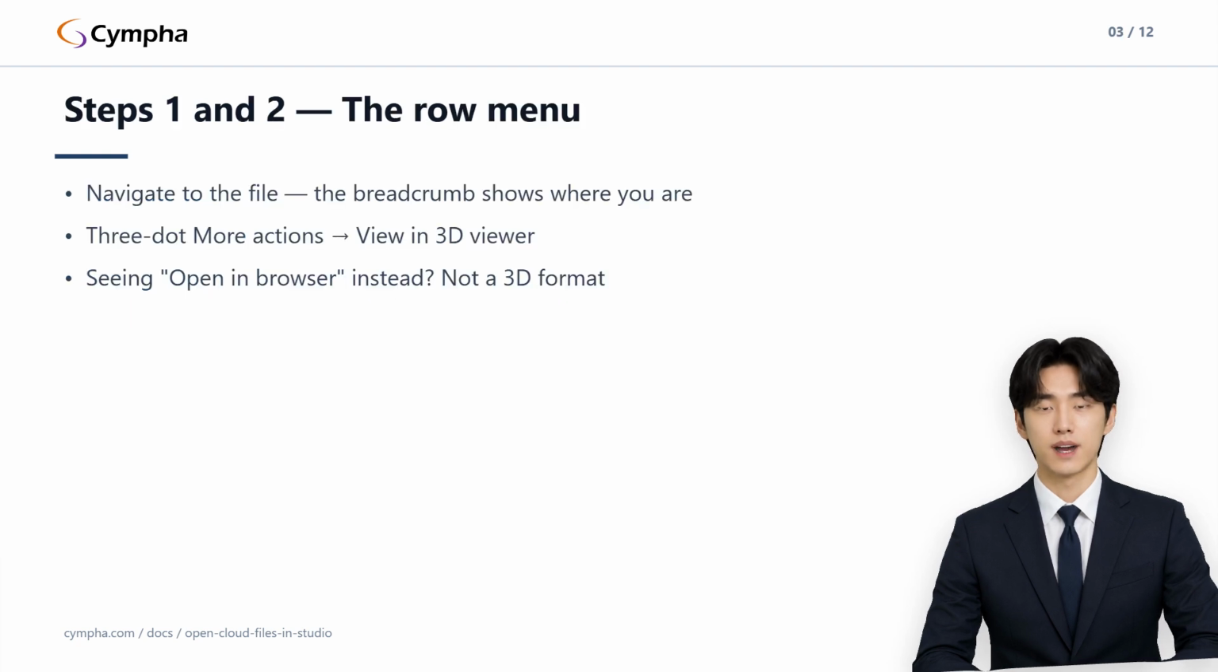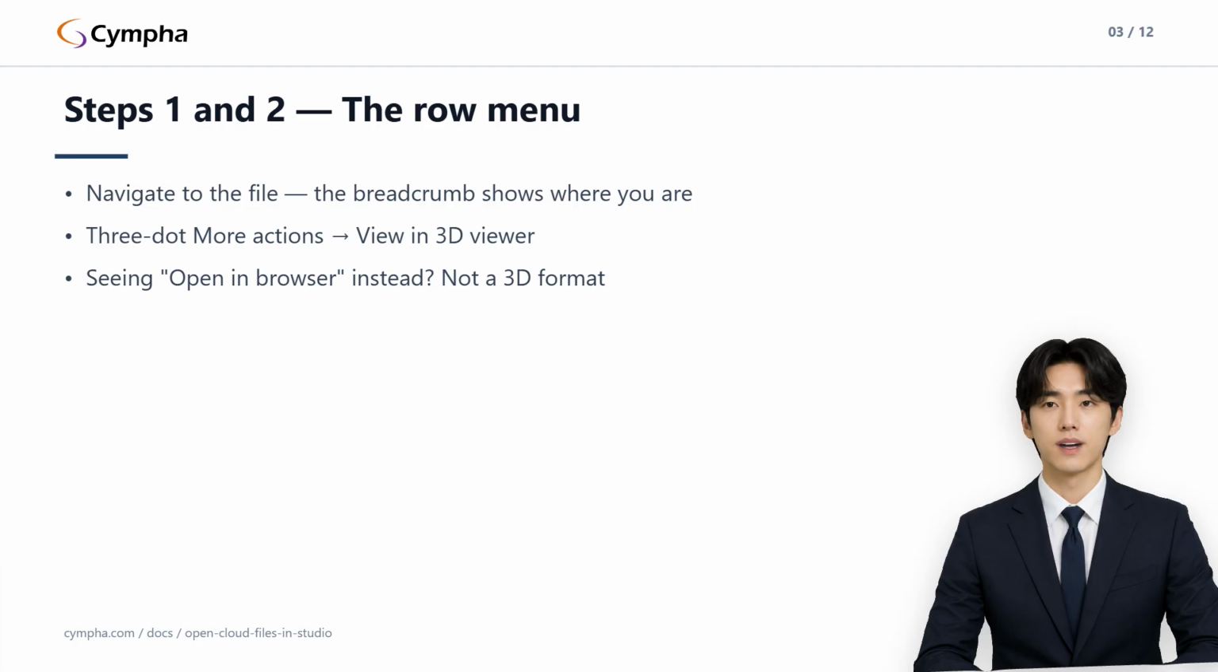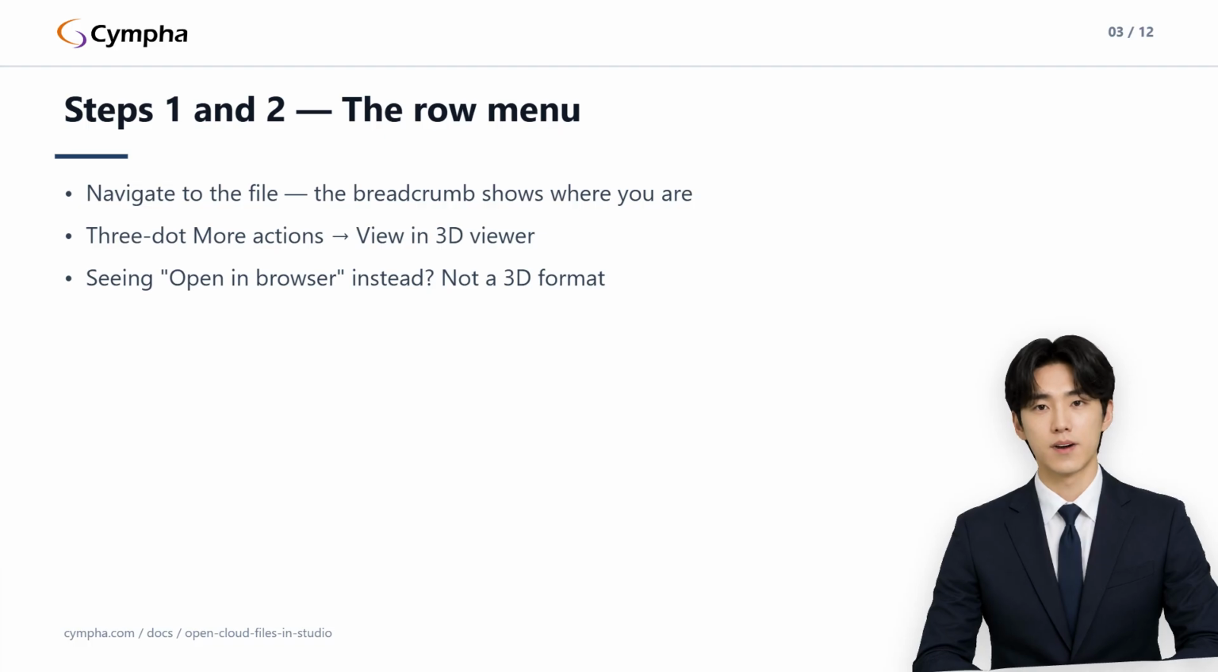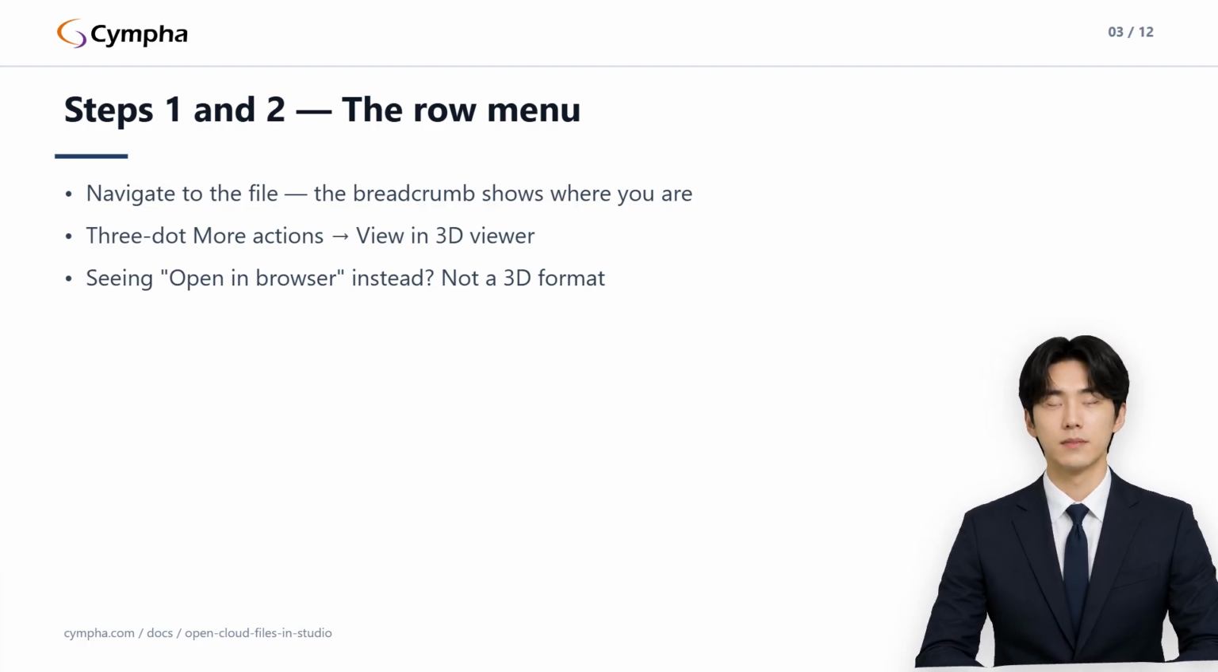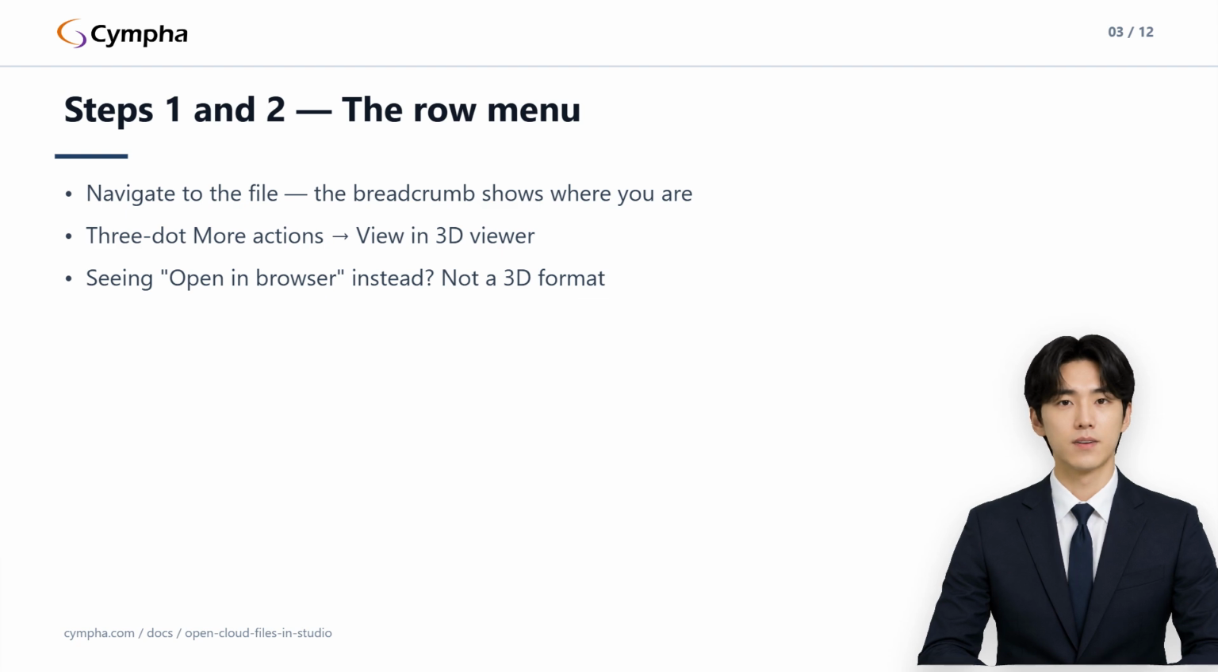Step 2. Open that menu. You'll always see Download, plus Share and the File Management actions. The one you want is View in 3D Viewer, and here's the tell: that entry only appears when Cympha recognizes the extension as viewable. If you see Open in Browser instead, the file isn't a format Studio handles. Clicking it just downloads or opens the raw file in a new tab. So the menu itself answers the question, will this open in Studio? Before you ever click.